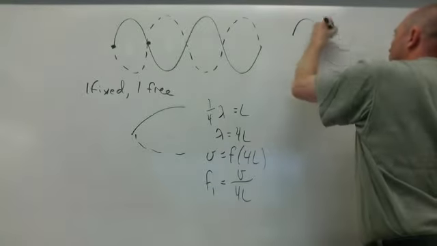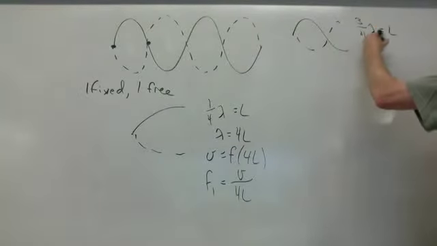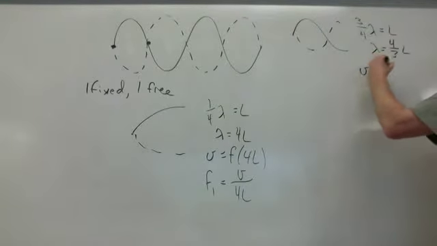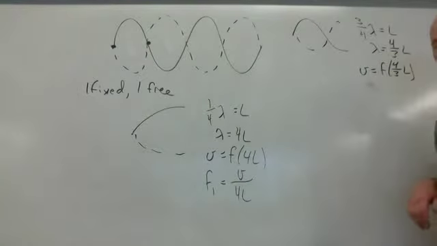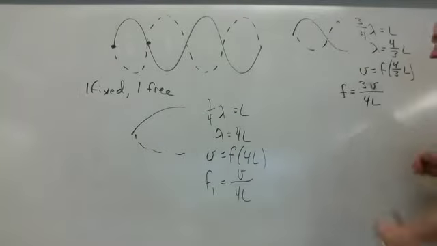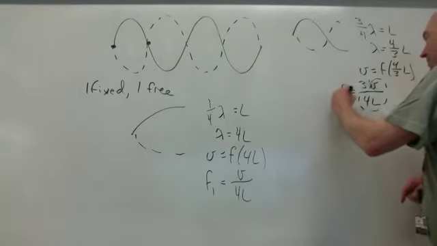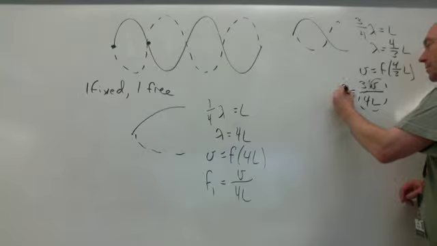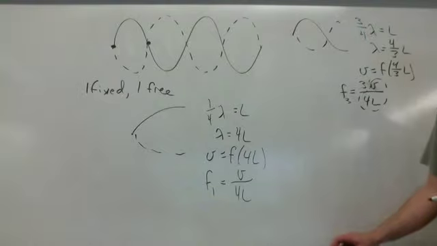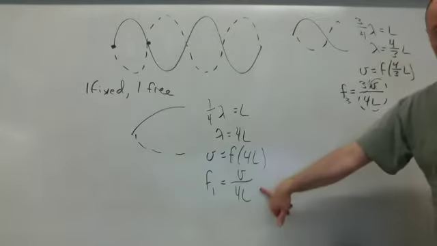So if I draw it, that means I have 3/4 of a wave equals L. This equals 4/3 this. V equals F times 4/3 this. Hopefully you can see that. So I get frequency equals 3V over 4L. Hey, look, there's the same thing. A lot of times this is actually called the third harmonic because there really isn't a second harmonic, since I'm going up to 3 times. The second time that you would get a standing wave would be 3 times that first frequency.